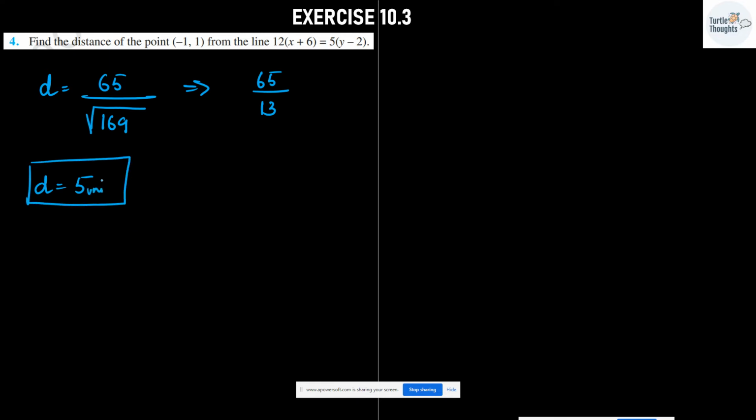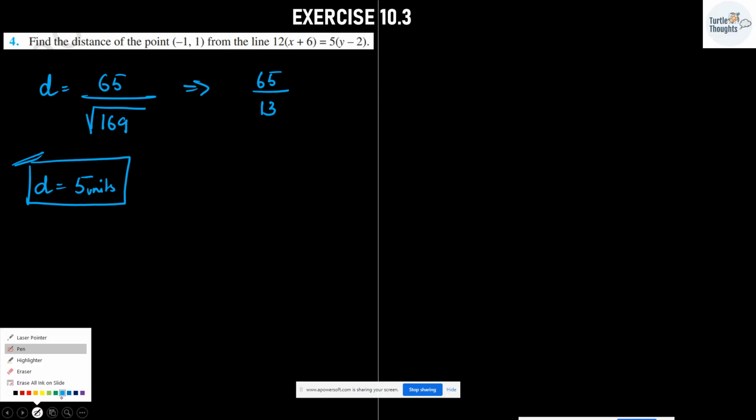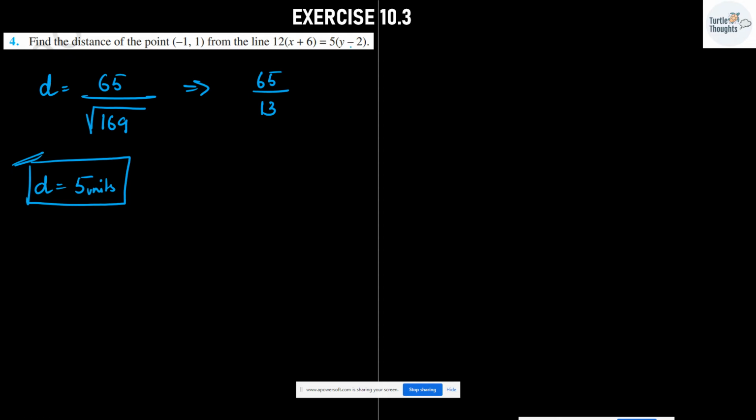Yes, 5 units. I have got the value of d, which is going to be 5 units. So you can write the final answer: the distance of the point (-1, 1) from the line 12x + 5y - 2 = 0 is 5 units. This is going to be your fourth question. Let us move on to the next one.